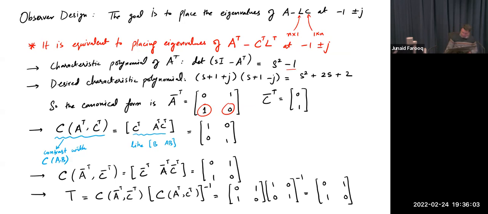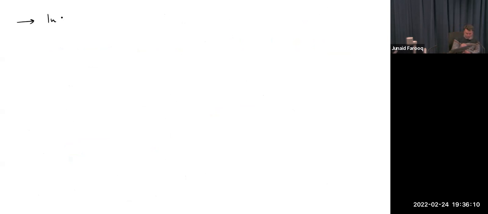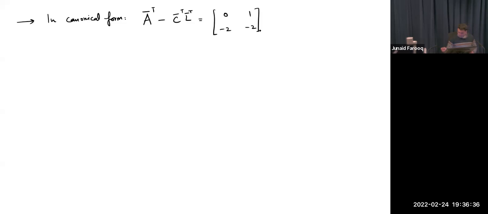Okay, now the next step is basically in canonical form. A bar transpose minus C bar transpose L bar transpose. It's going to be 0, 1, -2, -2. So we want to compare it with the standard form. So standard form will be minus A0 bar plus L1 bar, and then minus A1 bar plus L2 bar.